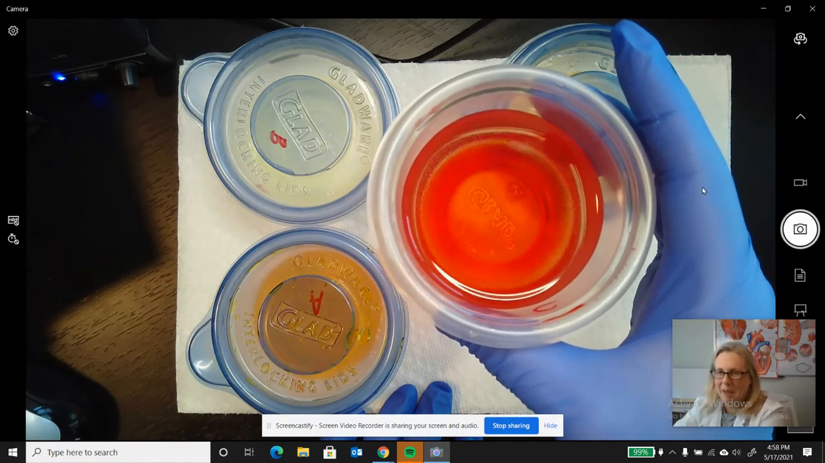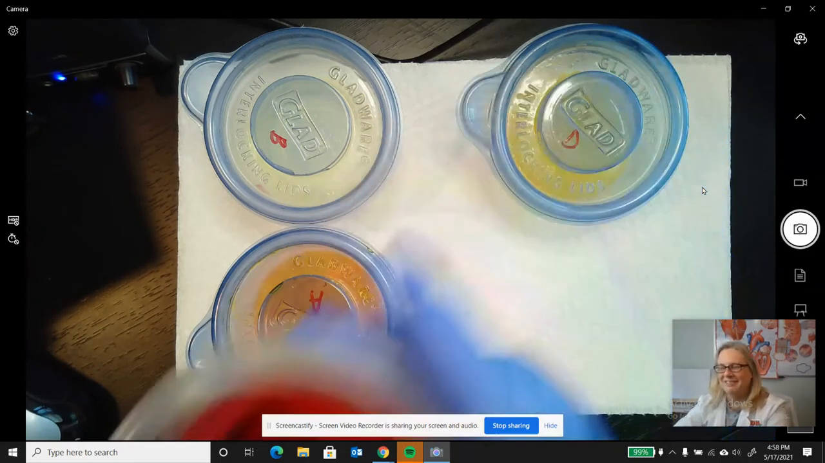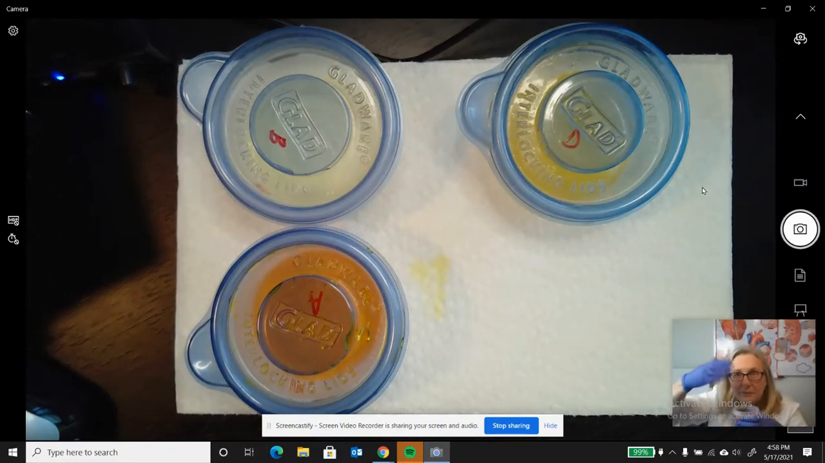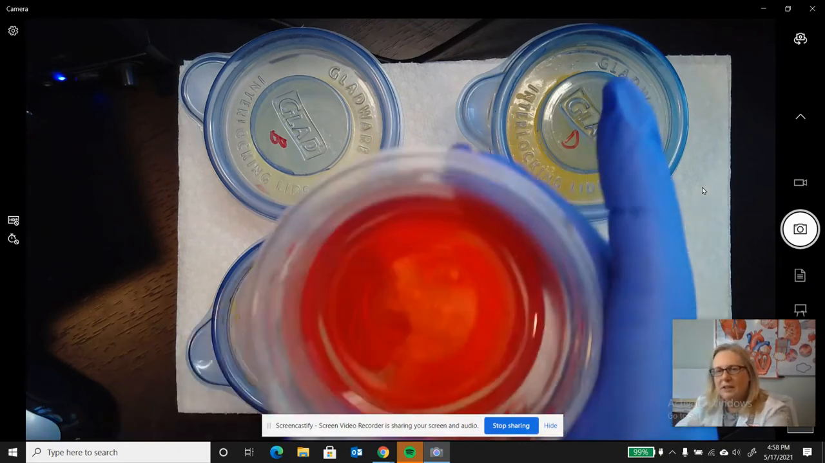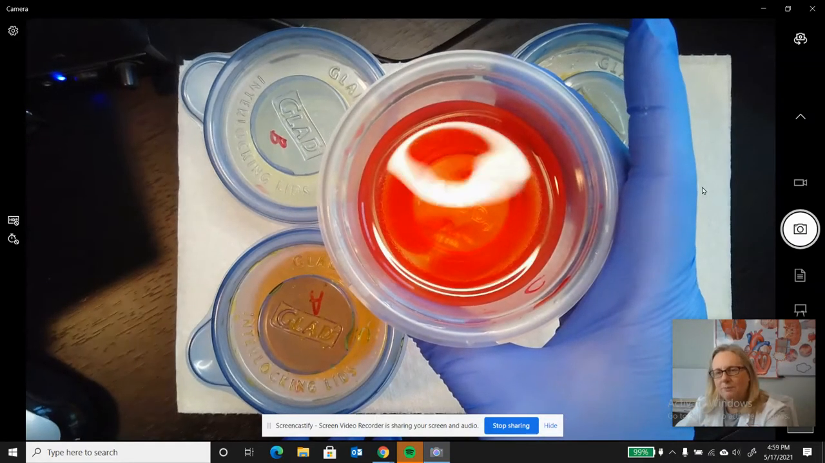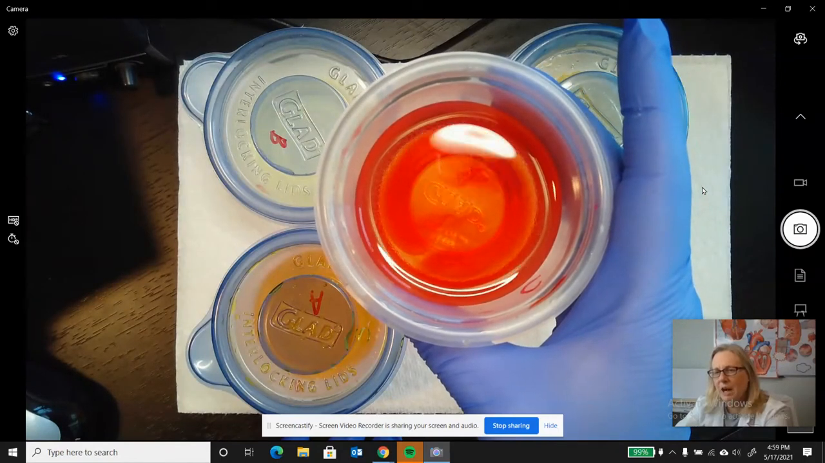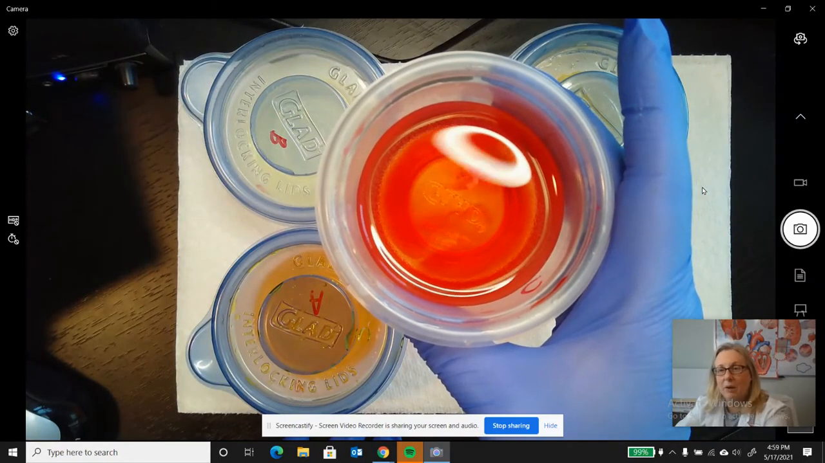The next is the smell. Here I go. Okay, this smells a little sour. This is kind of sour smelling. Okay. This is a little bit sour. Not a strong sour, but it's definitely different than the others. It's a little bit sour. Okay.